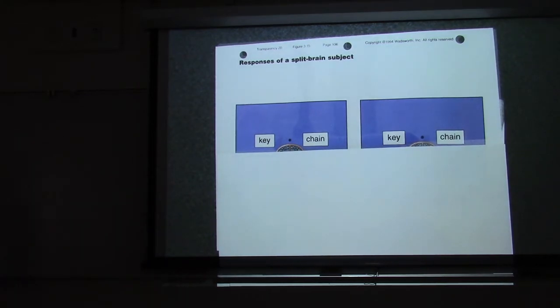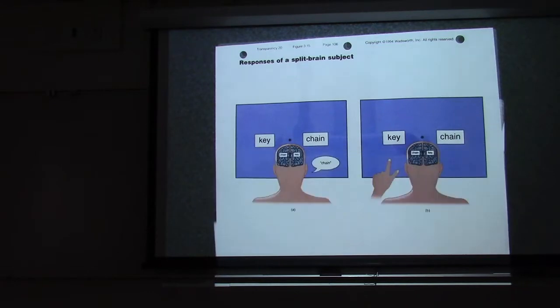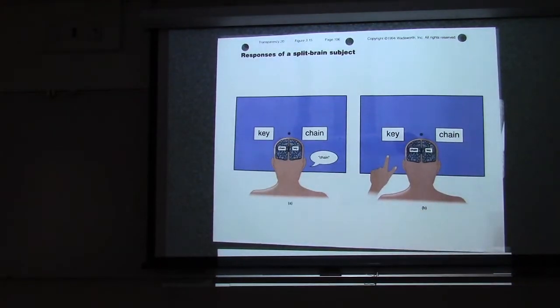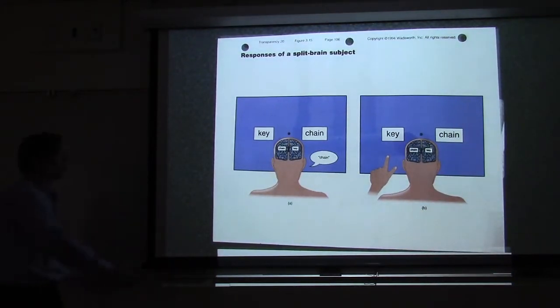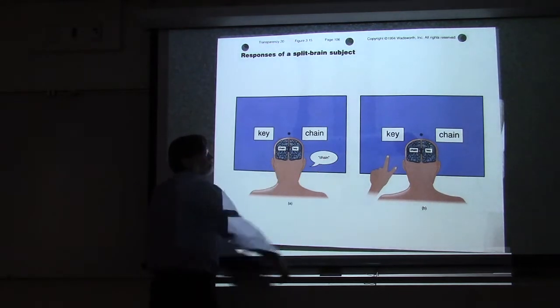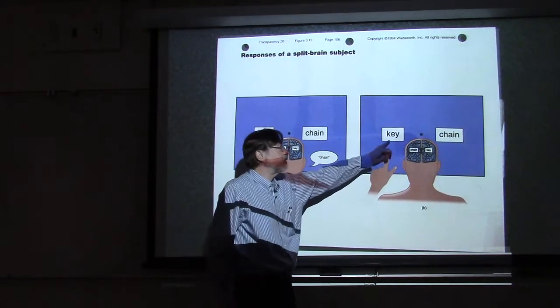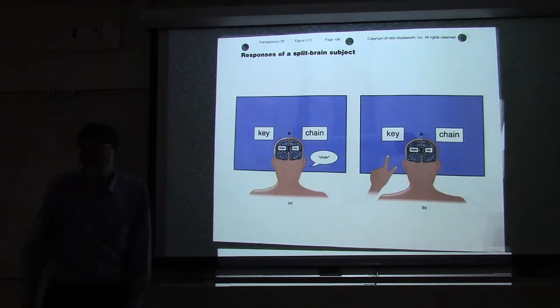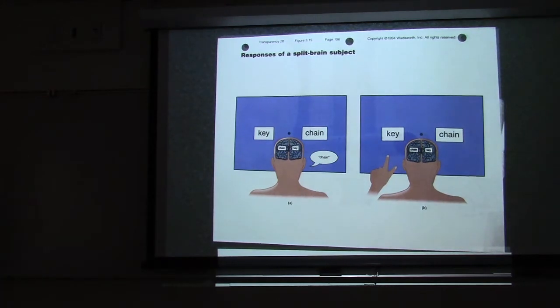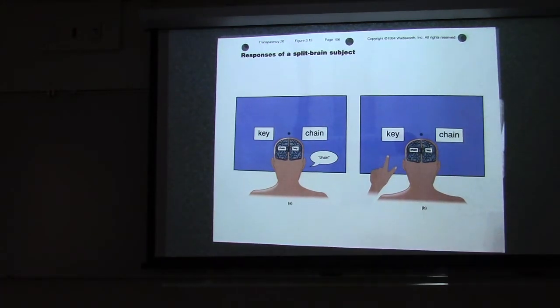All right, so that's what's being explained here from this diagram. Ask the person what they saw. They say chain. Point with your left hand to what you saw. They're pointing to the key. All right. So you're sure to be asked some questions like this on the final exam, as are all the other students taking intro psych this semester.